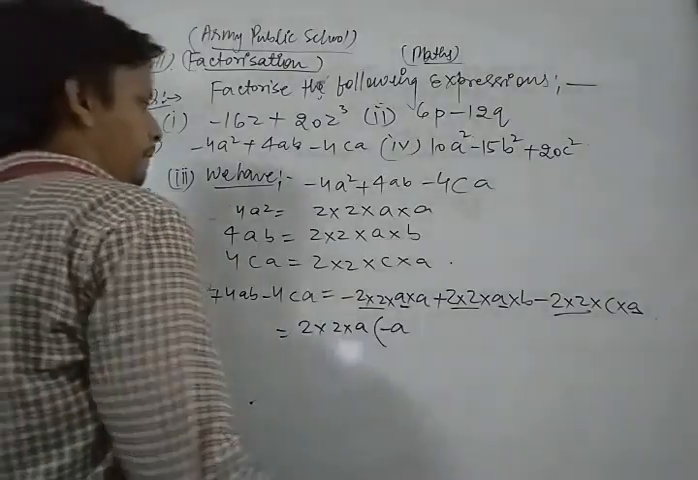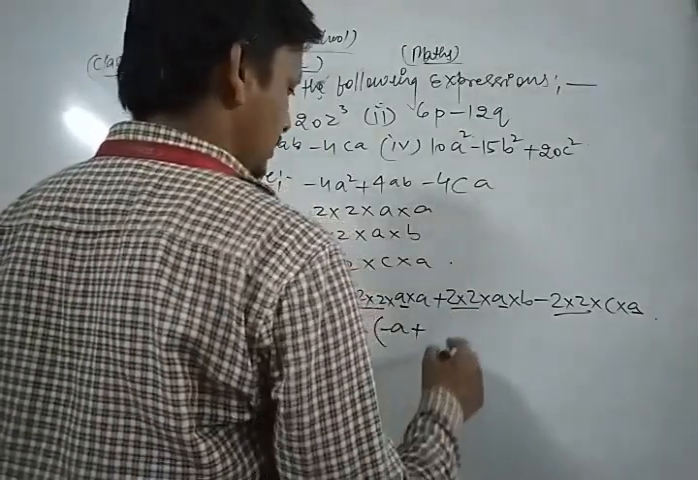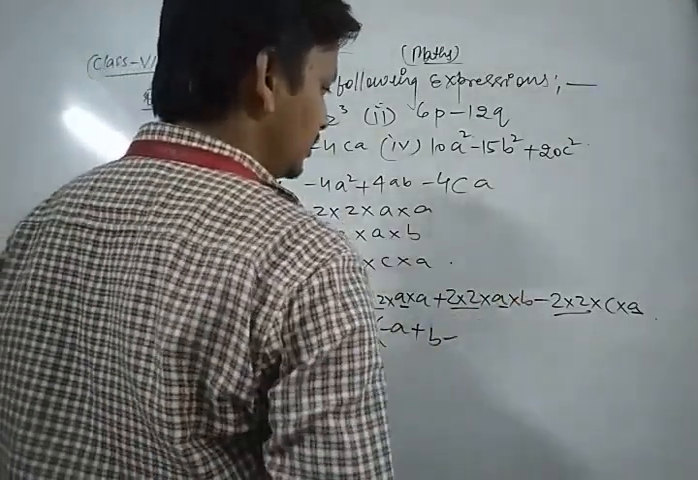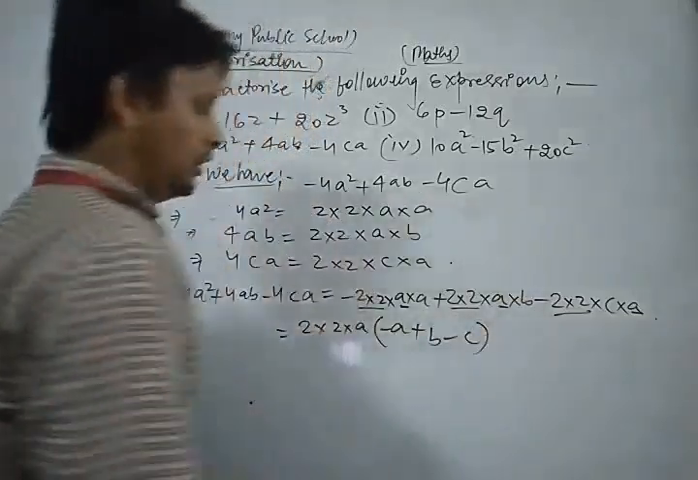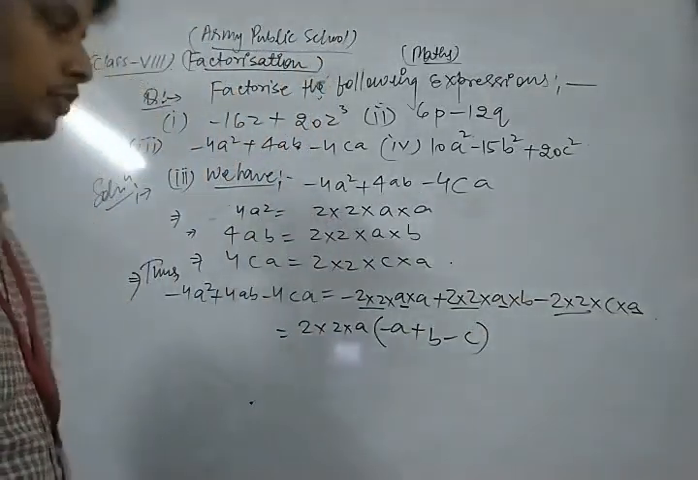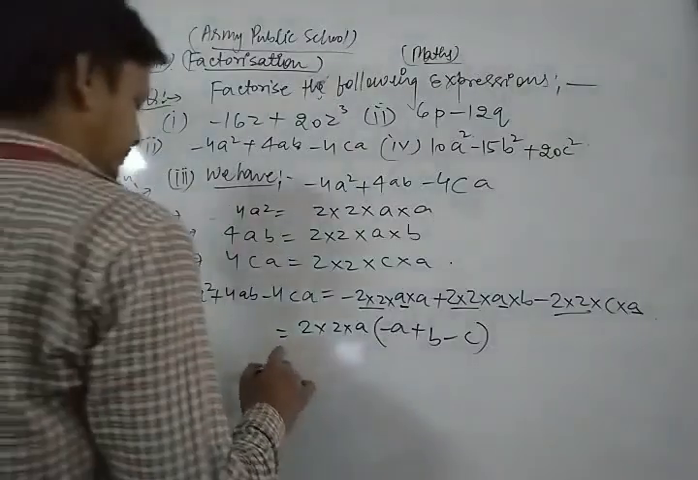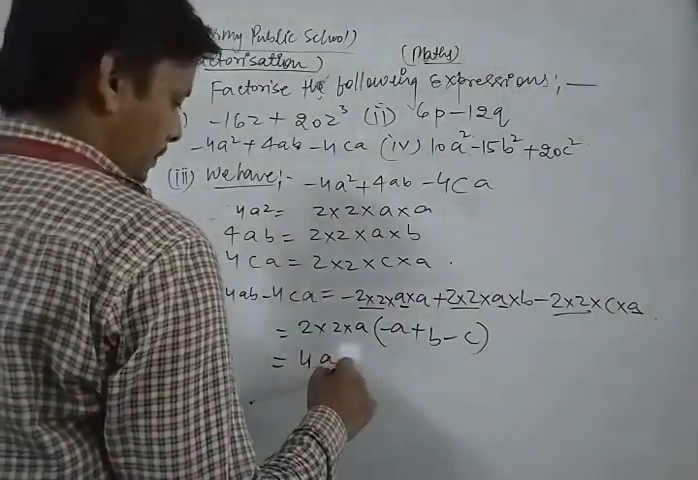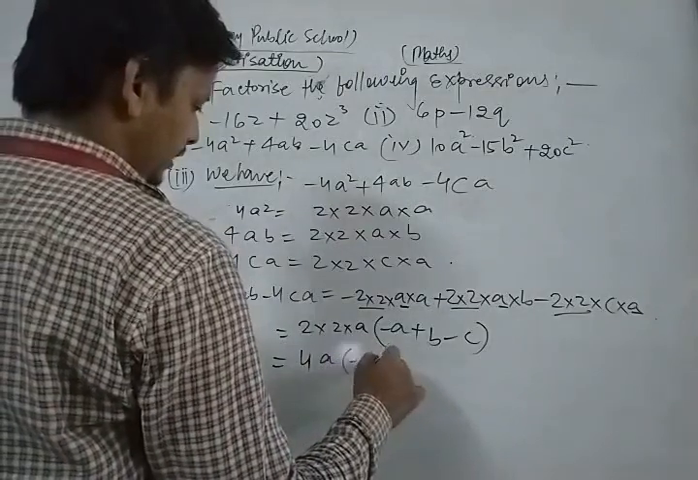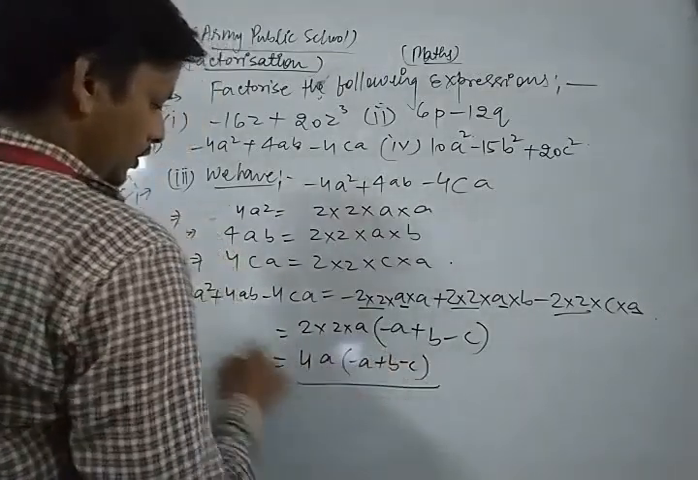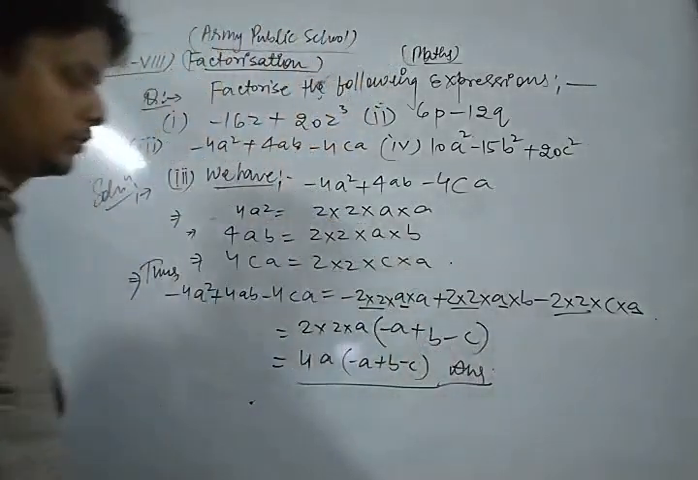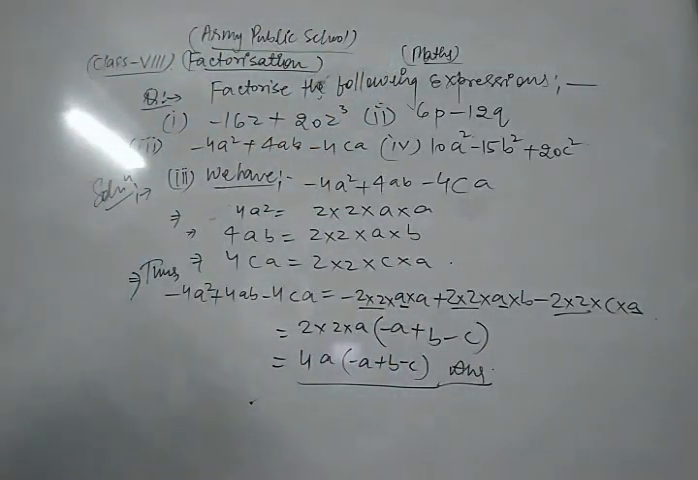Minus a plus, here b is left and here in the third term minus c is left, so we get 4 into a in bracket minus a plus b minus c. So this is the required factorized form.